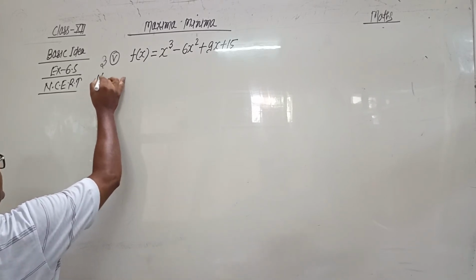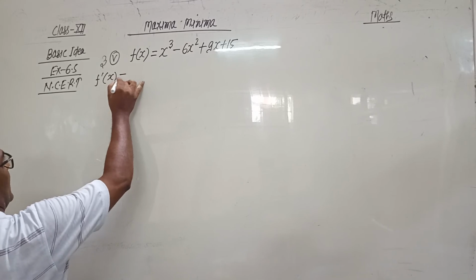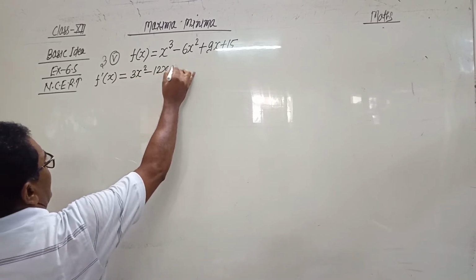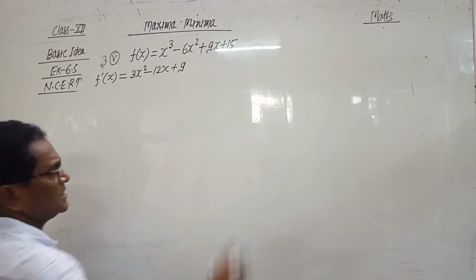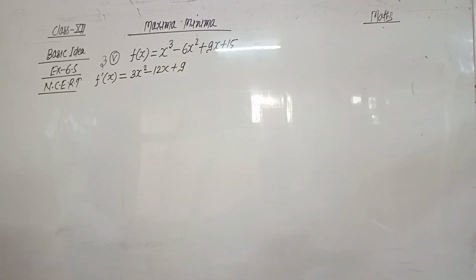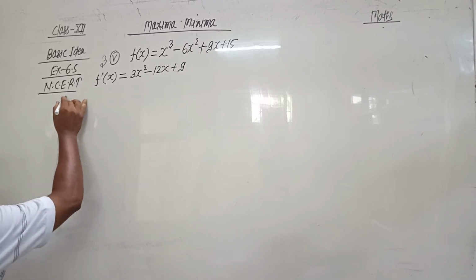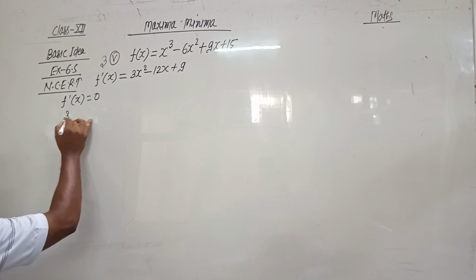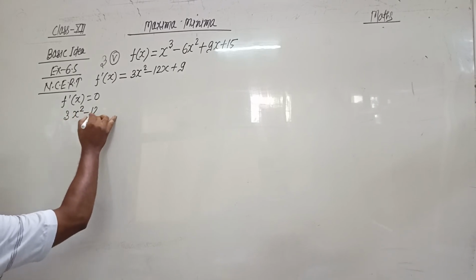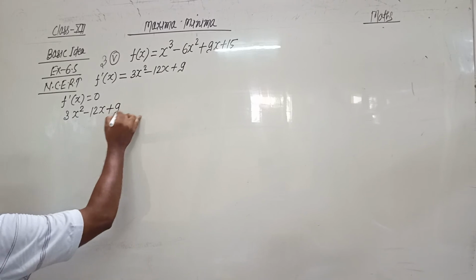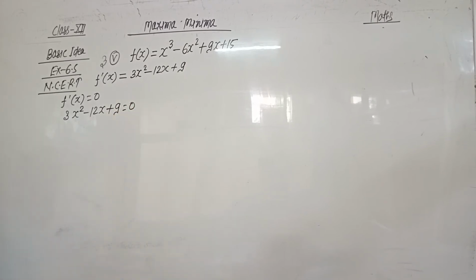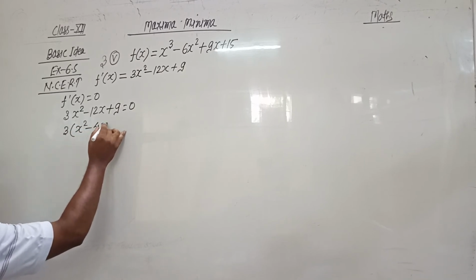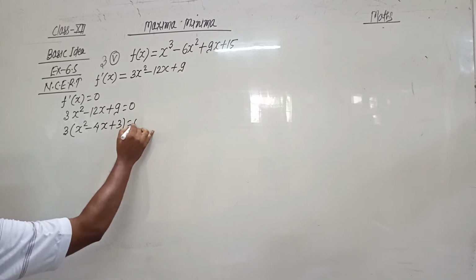So we find f dash x. f dash x is 3x square minus 12x plus 9. Differentiation of the constant term 50 is 0. Then make it equal to 0. f dash x equals to 0. This implies 3x square minus 12x plus 9 equals to 0. From these terms, 3 is taken common. So x square minus 4x plus 3 equals to 0.